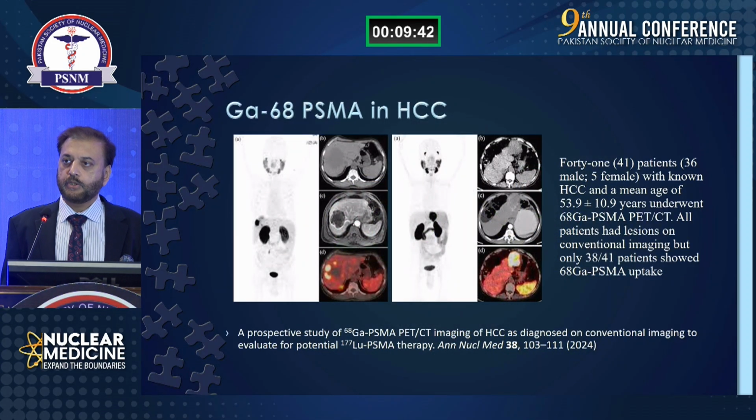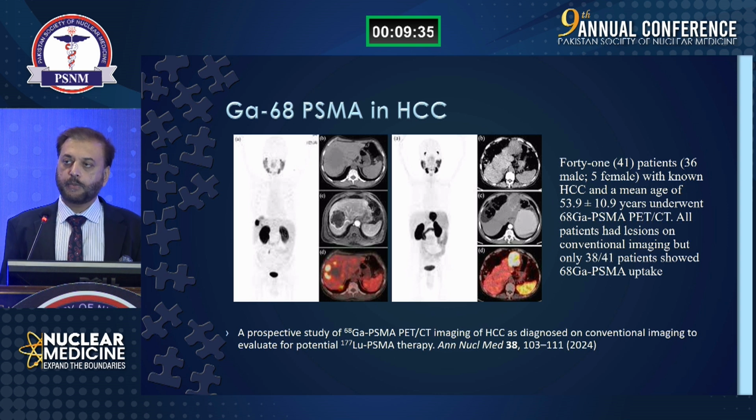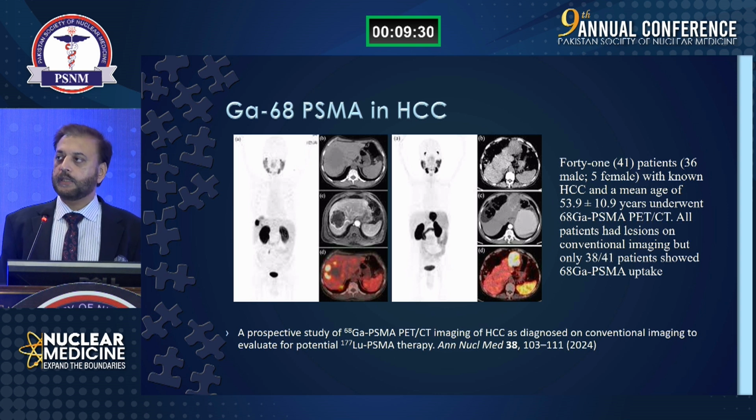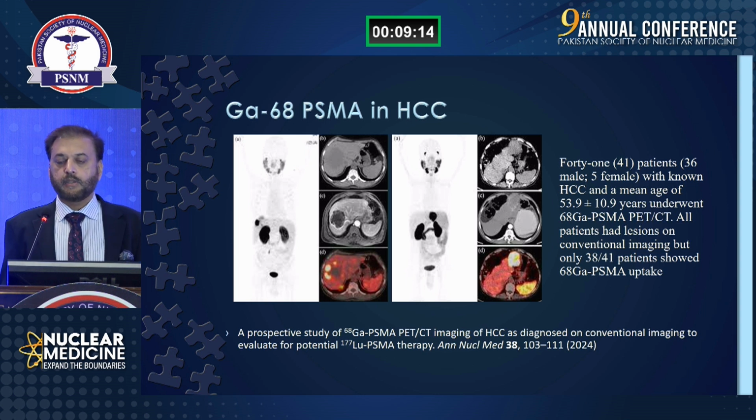PSMA has been used for the detection of HCC and for the detection of recurrence because HCC has a very high expression of PSMA receptors. So this can be targeted by using gallium or F18 labeled PSMA, and we can detect either the primary tumor or the recurrence. Here the case on the left side is showing a recurrence on the periphery of a treated HCC, and on the right side there is an exophytic mass arising from the left hepatic lobe, and it's showing high PSMA avidity.